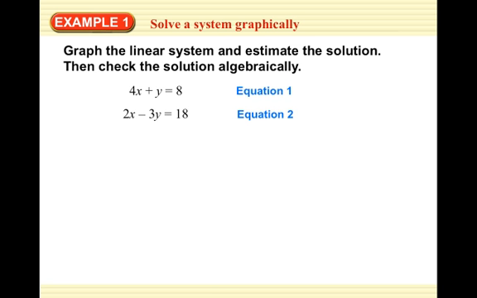Okay, so for example 1, we're going to graph the linear system. That means just graph each of the two lines separately on the same little piece of graph paper and estimate the solution. Well, the problems we've picked out, you're really not going to have to estimate the solution. You're going to be able to see clearly where the lines cross. Then check the solution algebraically.